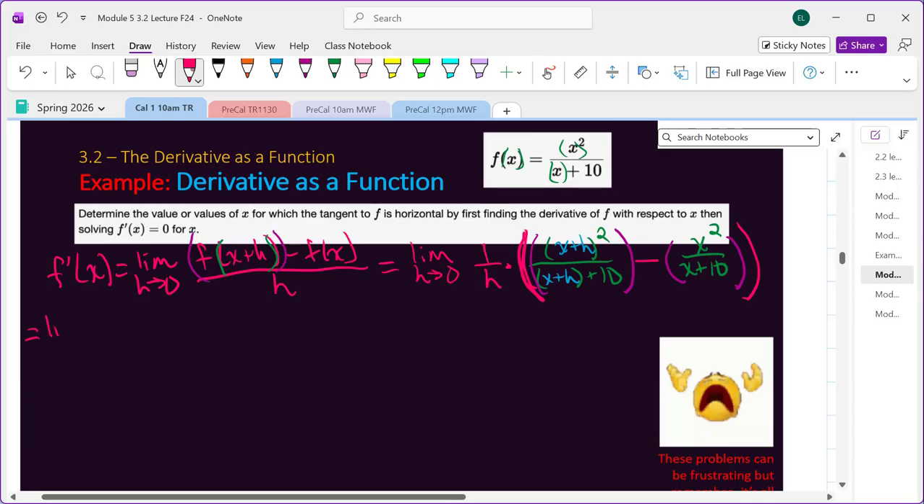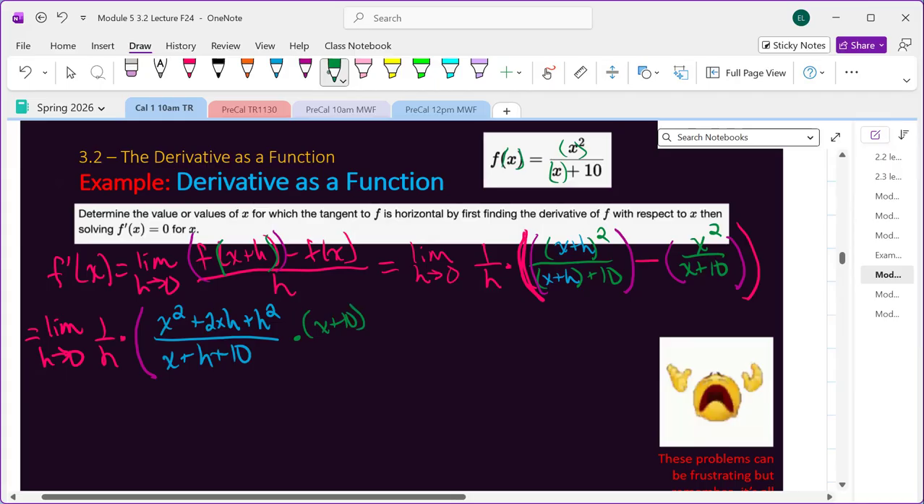So I get the limit as h goes to 0 still, and our 1 over h. We're questioning our life choices. So the x plus h squared, x squared plus 2xh plus h squared, over x plus h plus 10. In order to combine these fractions, this fraction is going to need to be multiplied by x plus 10 over x plus 10.